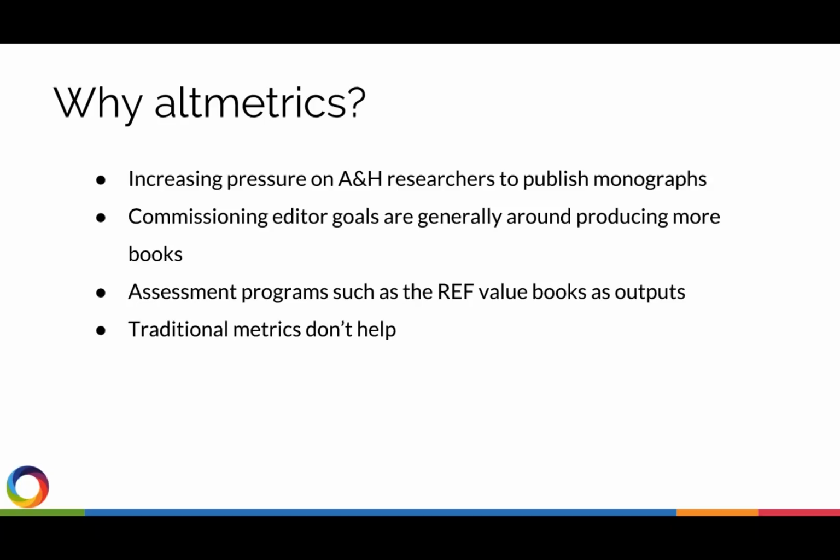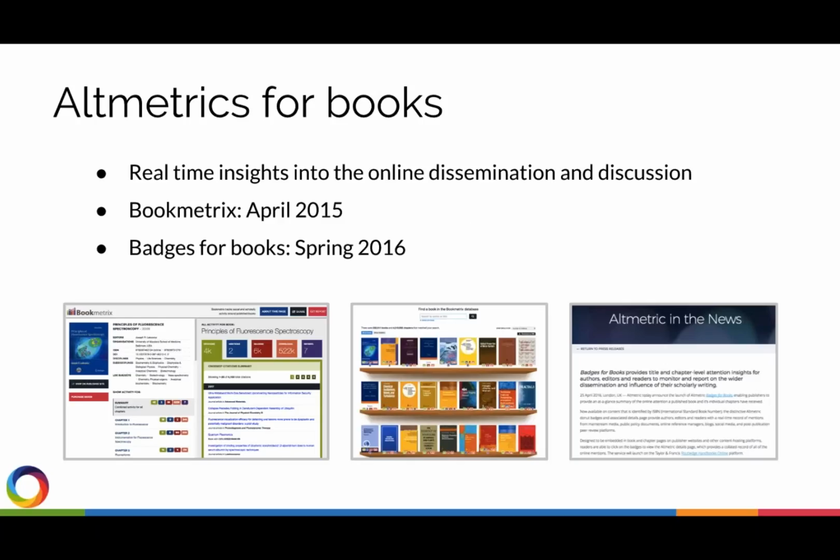And traditional metrics really don't help with regards to books in this matter. You know, you can look at the number of downloads or the number of page views or the number of sales, but they don't give you much information about why a book is popular or what people really thought of it. And this is where Altmetrics come in. So they provide real-time insights into the online dissemination and discussion relating to scholarly books.